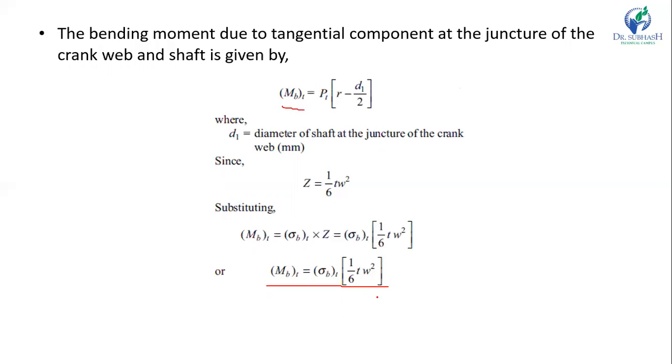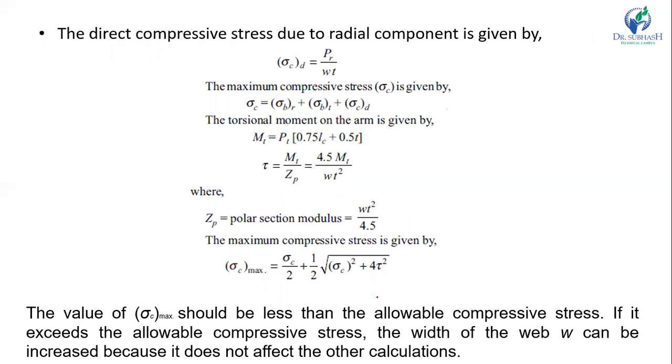Now the direct compressive stress due to the radial component. The direct compressive stress due to the radial component, sigma CD, is equal to PR, the radial component, divided by W into T, which is the area, width into thickness. So the maximum compressive stress is given by sigma BR plus sigma BT plus sigma CD.